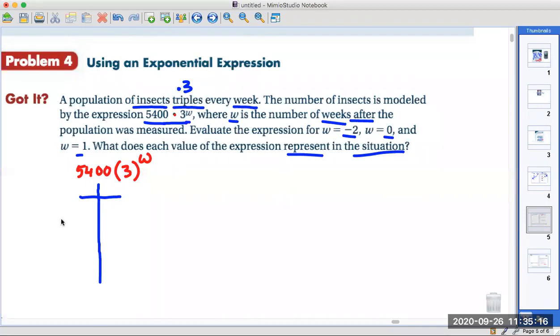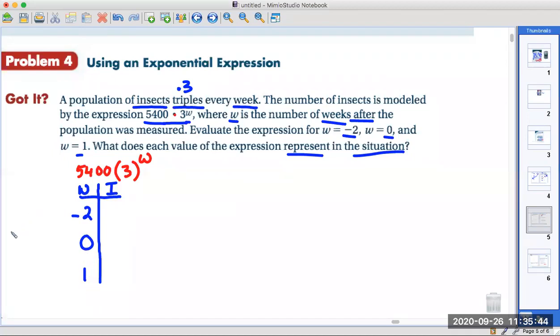So we're going to put in the numbers -2. By the way, my input would be weeks, so I'll call it W, and my output or the answer is the number of insects that we have after a certain amount of weeks. So what does -2 weeks mean? It means 2 weeks ago. 0 means now. And then 1 means in a week.